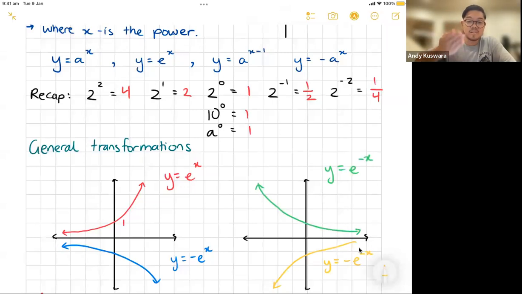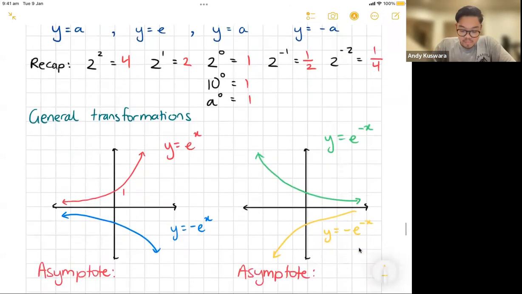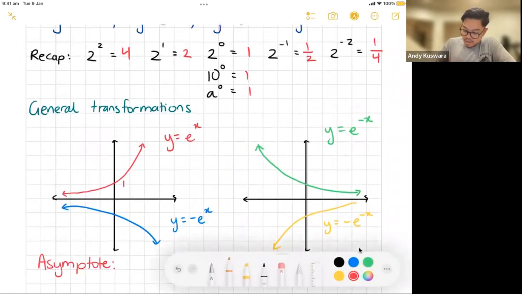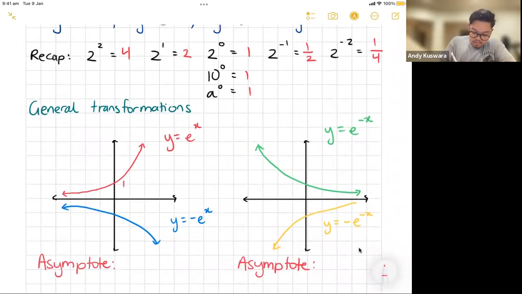A negative out the front flips it on the bottom. A negative in the power kind of flips the direction that the exponential goes. Okay, and you can have a mix of both. Now, when we get to actually talking about this, you can see that in both of these ones, we have an asymptote of basically y cannot equal 0.